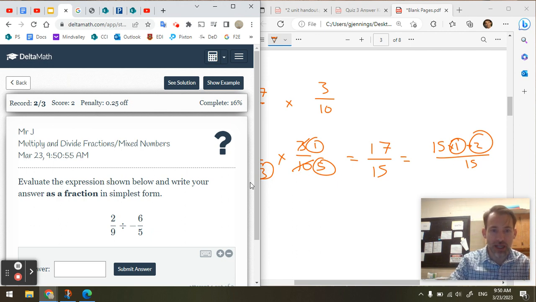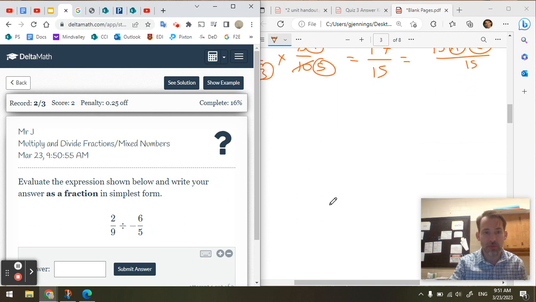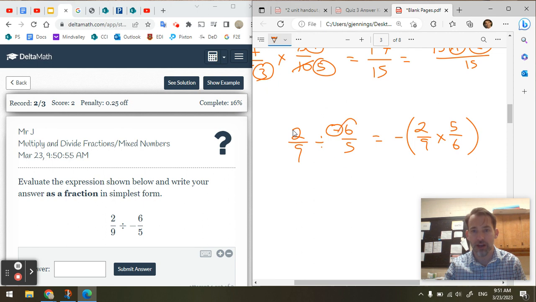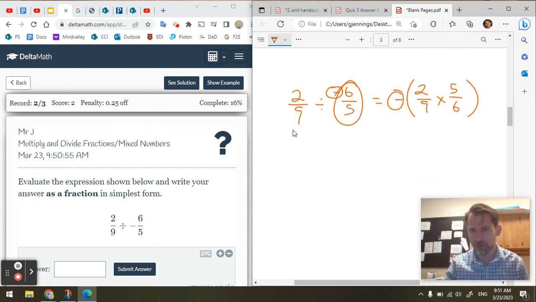All right, 2/9 divided by -6/5, as a fraction in simplest form. All right, sure. It doesn't mind if I give this one as an improper fraction. That's great. So 2/9 divided by negative 6 over 5. Here, I just know the answer is negative. So I'm going to think about it like this: negative, and then I do 2 over 9 times 5 over 6. I flip this one and multiply. I move the negative out there because I don't want to be distracted by it. I just know the answer is negative, so I figure out what the answer is and make sure it's negative.